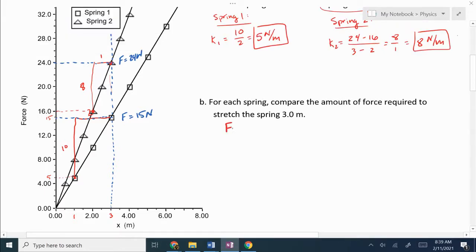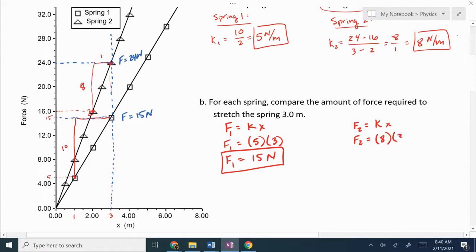So the force for spring 1 would be equal to kx, right? That's just going to be 5 newtons per meter times 3 meters, which is going to give you 15 newtons, which is what we saw there. So that's good. And the other one, again, kx, and that's 8 times 3. That's going to give you 24 newtons.